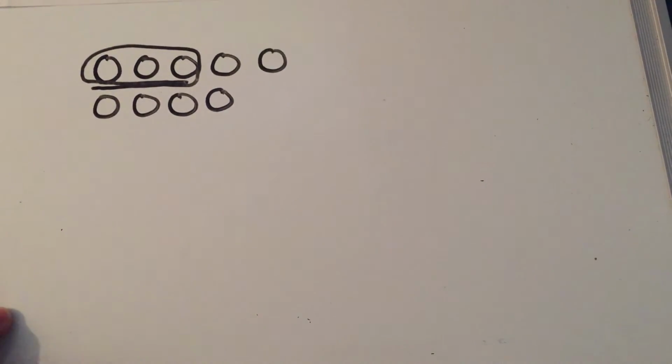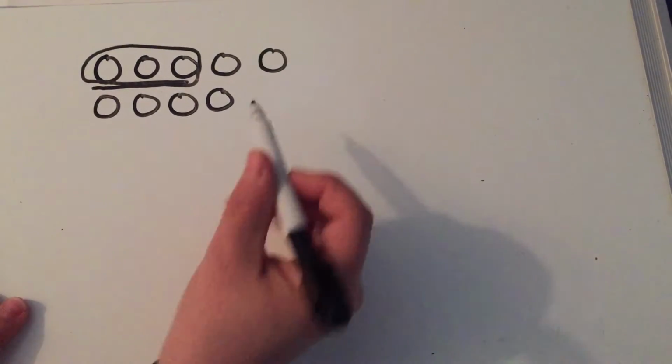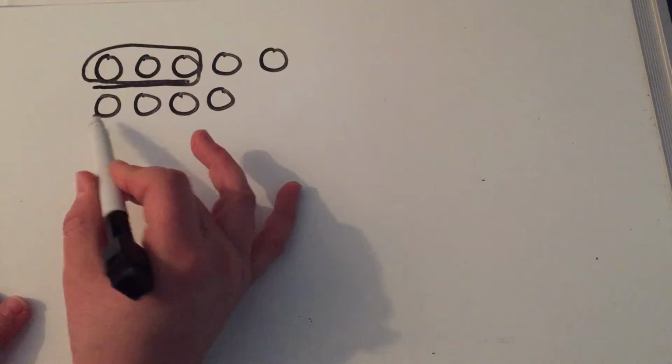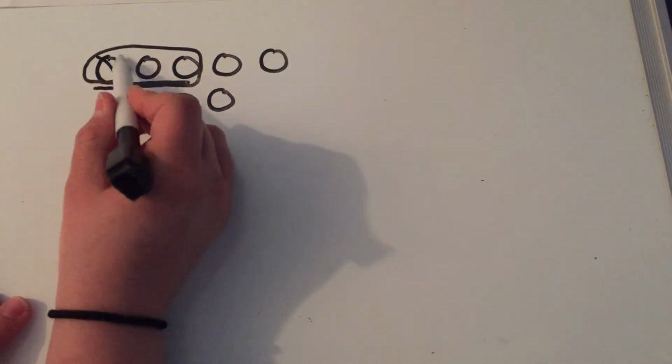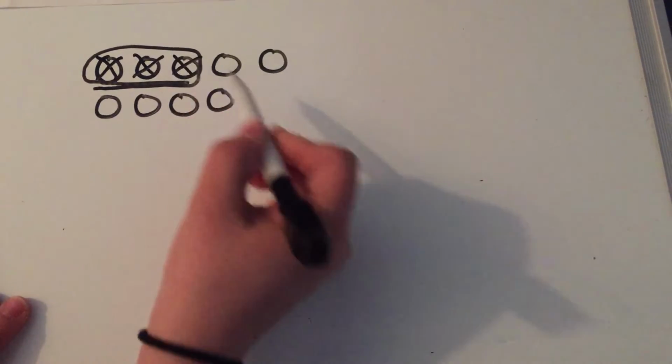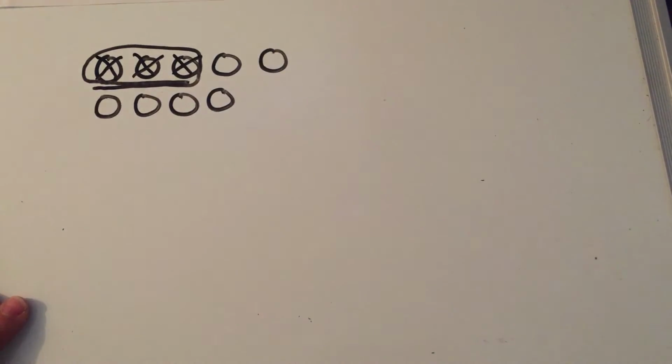Now, I want you to look at how many balls were not green. You probably said 6. How did you know? Well, I knew because I counted the ones that were not in the circle, and that showed me that I took away 3 to get 6.